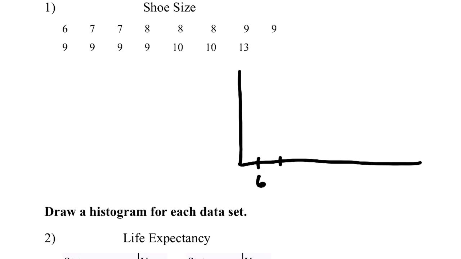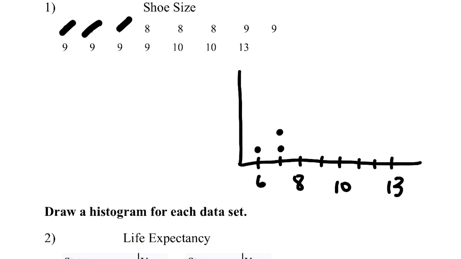6, 7, 8, 9, 10, 11, 12, 13. So I didn't put all the numbers in there, but that should be good. And then we just put how many dots there are there. So there's one data point here that has a value of 6. So 1, 6. 1, 2 sevens.